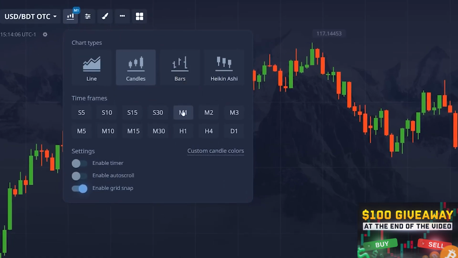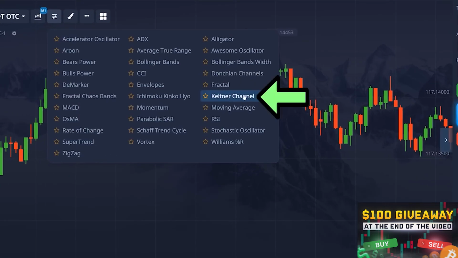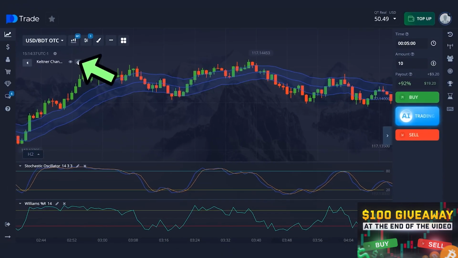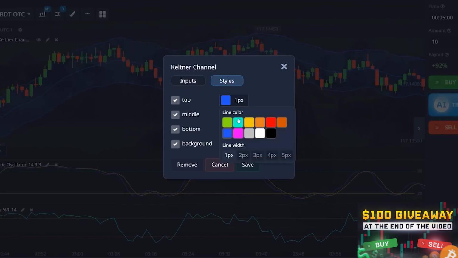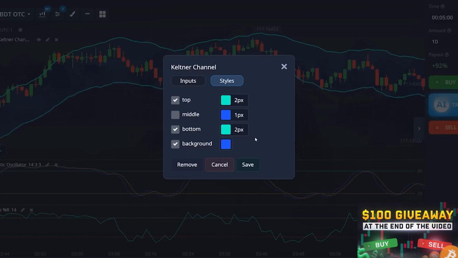I include a candles chart type with a time frame of 1 minute. Then I add 3 indicators: Keltner channel, Stochastic oscillator, and Williams. Let's start with Keltner. The EMA period is 15, ATR period I'm changing to 15, multiplier I'm changing to 2. I change the line colors a little and turn some off so that you can understand it more comfortably.